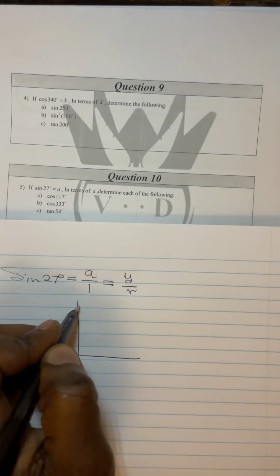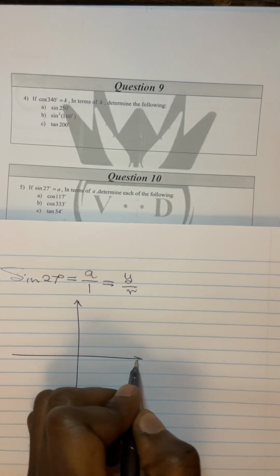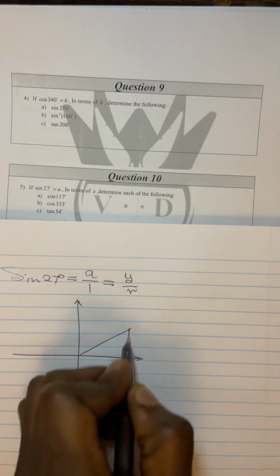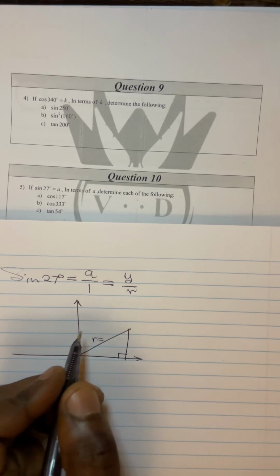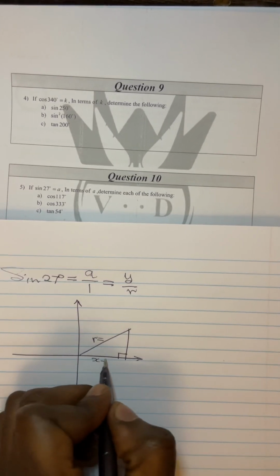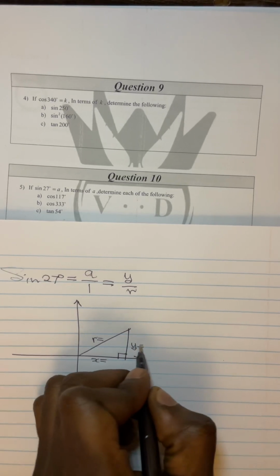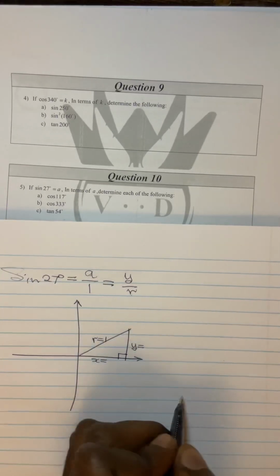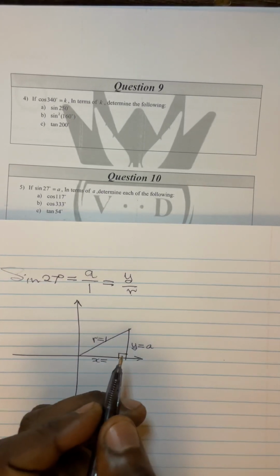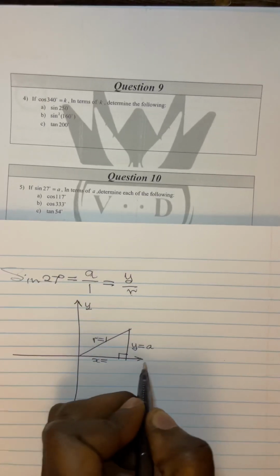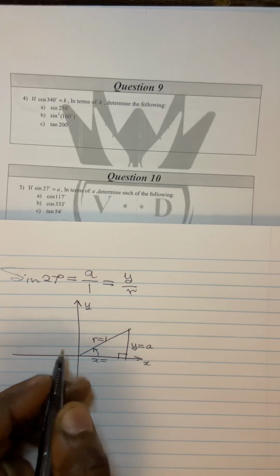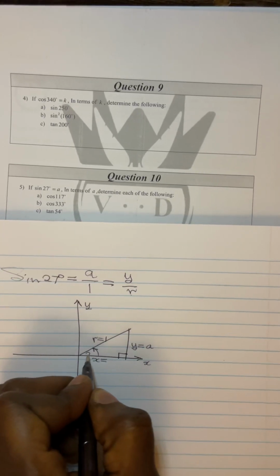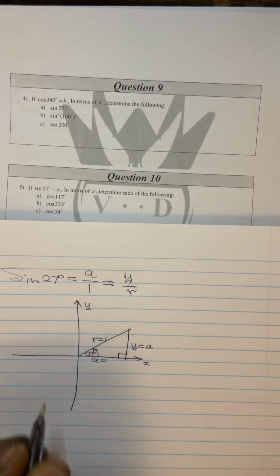You don't have to struggle when you get that. So I have my value of r, which is the hypotenuse. I have x, which is unknown. I have the value of y. R is equal to 1 according to our equation. Our y is equal to a. This is the y-axis. Please indicate this is the x-axis. And you have, in this case, your angle being equal to 27 degrees.